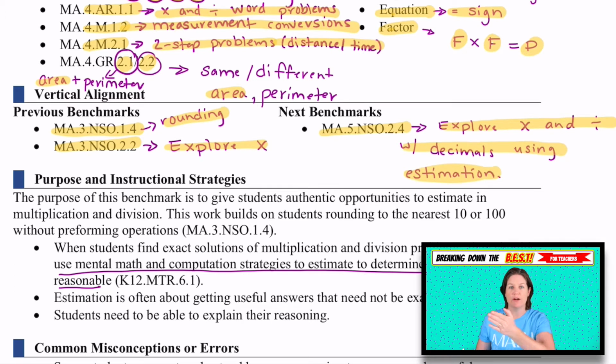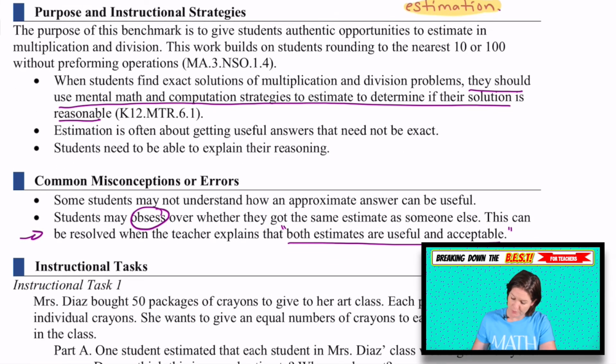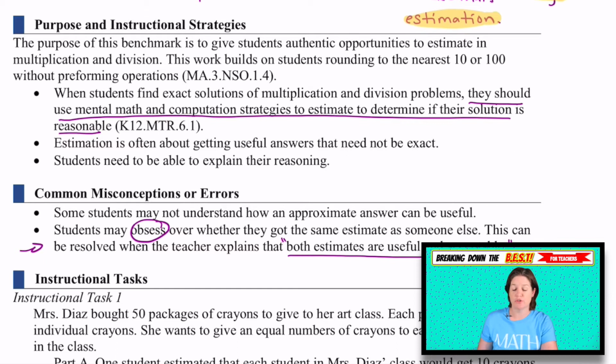So eventually we'll gravitate up to decimals with multiplication and division. So, purpose and instructional strategies. By the way, I forgot to mention that this document I'm marking up is not something I created. I can't take credit for that. The Florida Department of Education makes this a public document, and I'm just showing you how I use the document they create to break down standards and then create the resources for you with your membership to Taking on the B.E.S.T. So this is the purpose and instructional strategies section.